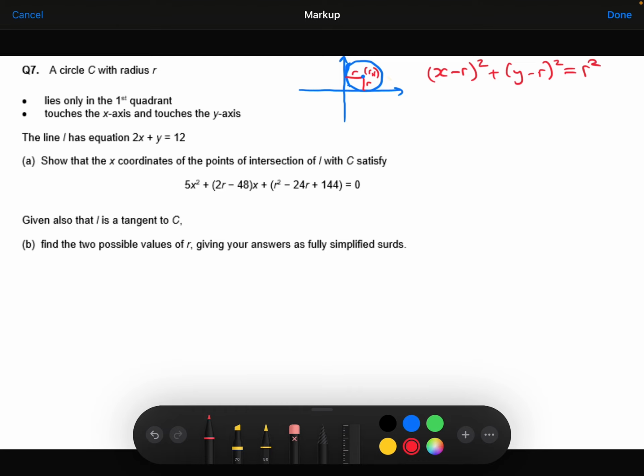Right, let's carry on reading. We're told that the line L has the equation 2x plus y is equal to 12. And we're talking about the intersections, so we're thinking about simultaneous equations. To do simultaneous equations, I'm going to make y the subject. I'm going to say y equals 12 minus 2x. Now I could substitute this in instead of the y here, but that would leave me with 12 minus 2x minus r inside that squared bracket. So I'd end up with 3 terms on the inside there, which I don't like to do. So I'm actually going to expand these brackets first and then substitute in.